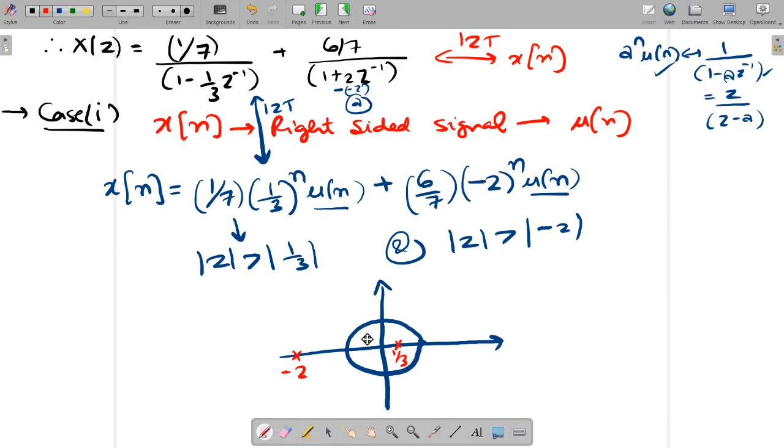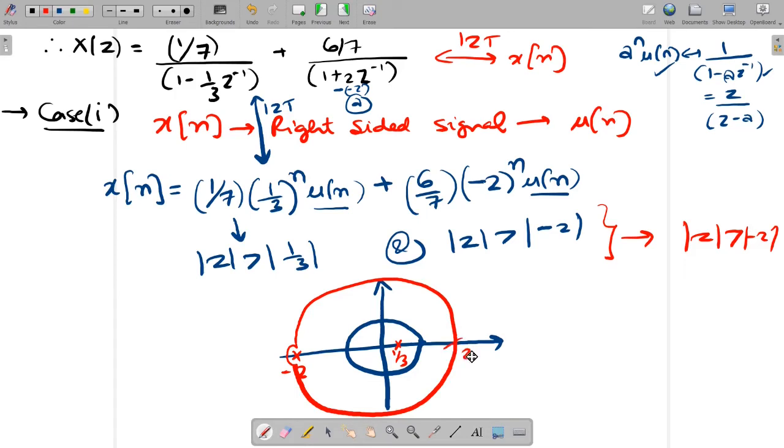So what are they saying? Mod z is more than 1 by 3. Mod z is more than 1 by 3 means a circle will be over here and it should be more than that. And mod z is more than minus 2. More than minus 2 means it should be in this way. So what is the combined of this? Combined of this is mod z is more than minus 2. So my final ROC will be like this. Mod z is more than minus 2. This is my final answer for case number 1. Good. Next case, please.